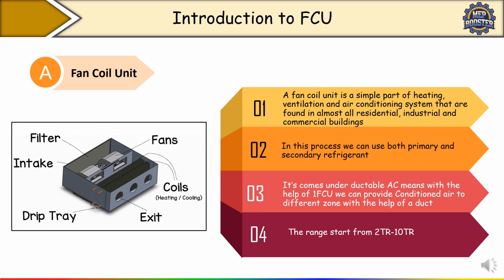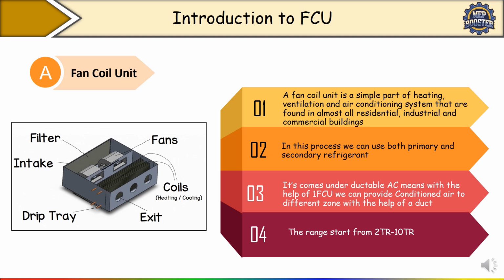The range starts from 2 TR to a maximum of 10 TR. Maybe in some manufacturer catalogs you can go more than that, but in the normal manufacturer catalogs which we have seen, the maximum range is up to 10 TR. If you have done a cooling load calculation and it is coming more than 10 TR, it is better to go for an AHU. Is this clear?